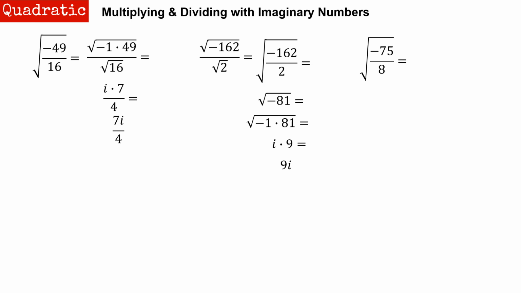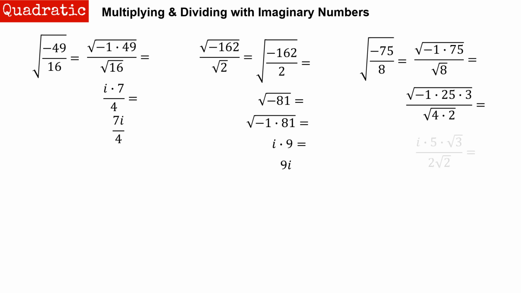Let's look at the last one. Does 75 over 8 reduce? Nope. So what I did was I just rewrote it as the square root of negative 1 times 75 over the square root of 8. Even though we didn't do it in the last couple, I do have to break it down. I know the perfect square of 25 is in 75. So I rewrote the square root of negative 1 times 75 as the square root of negative 1 times 25 times 3. The square root of 8 also has a perfect square. That's why I rewrote it as the square root of 4 times 2.